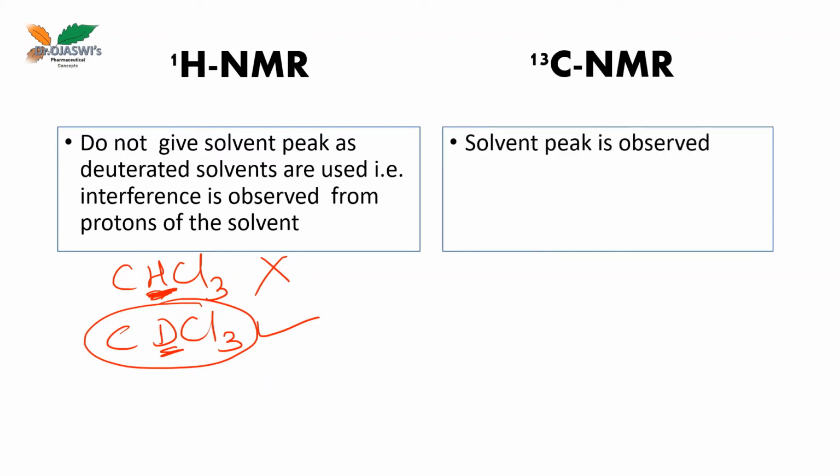In case of 13C NMR, in almost all the solvents, carbon will always be there, and thus there are chances of appearance of solvent peaks in 13C NMR. Most NMR spectra are recorded for compounds which are dissolved in solvents. Therefore, signals will be observed for the solvent, and this must be accounted for while solving spectral problems.